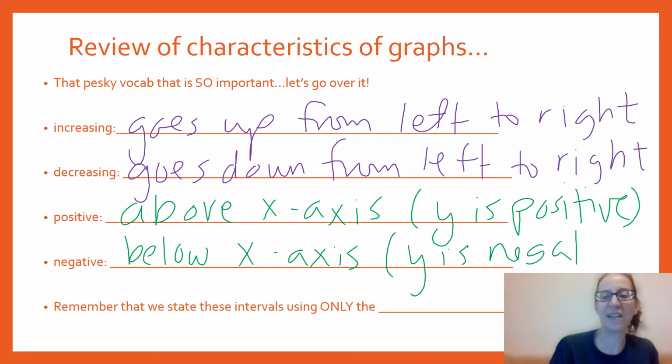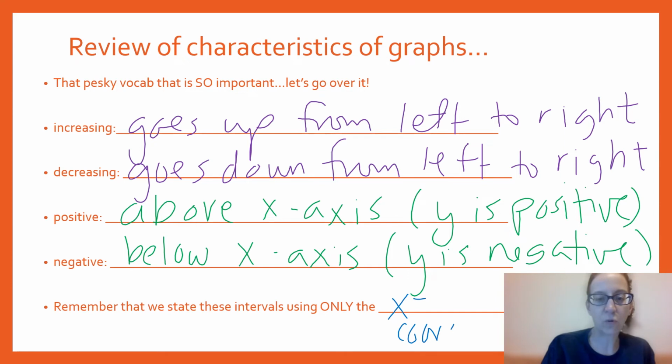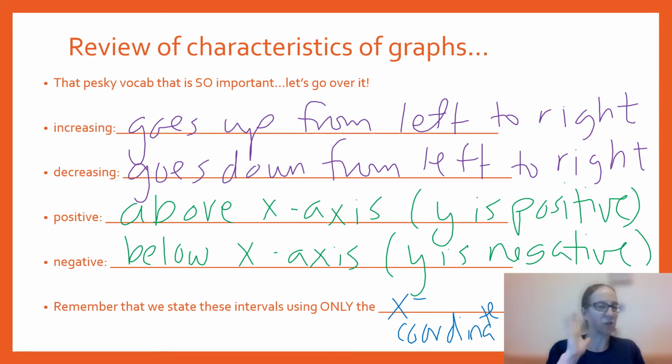Okay, so when we're talking about negative and positive, there's a lot of things that could be negative or positive about a graph, like slope. Actually, slope positive, slope negative is the increasing, decreasing. When we talk about a function being positive or negative, we're talking about the y value. So if you were to look at the ordered pairs, it would be the y value. Now, remember that we state these intervals using only the x coordinate. All right, we do not talk about the y coordinates at all. It's only the x's. So whenever you are asked for an interval on a graph, it's only the x's, only x's, only x's.